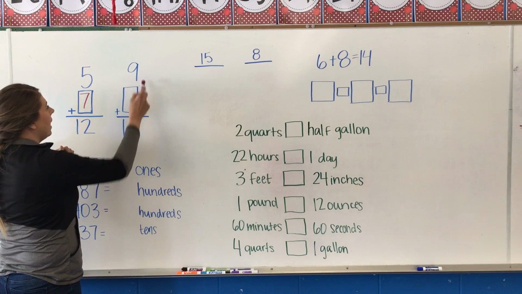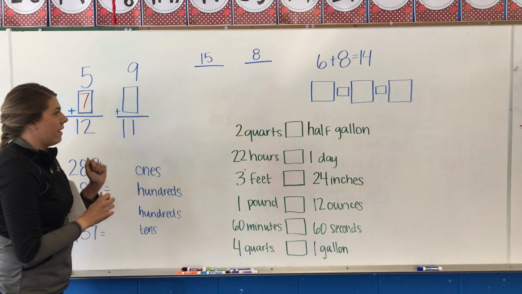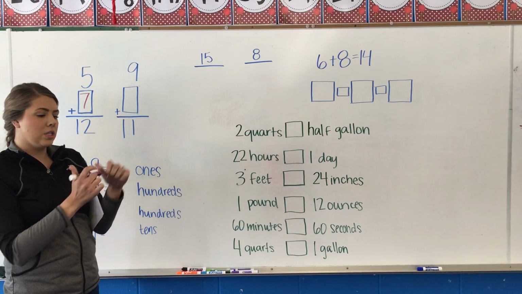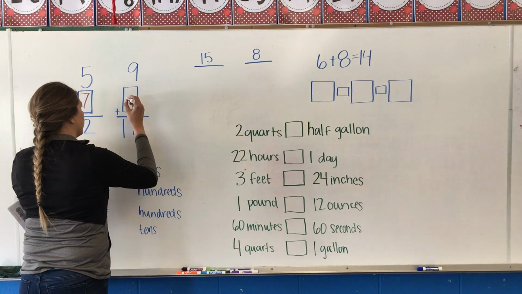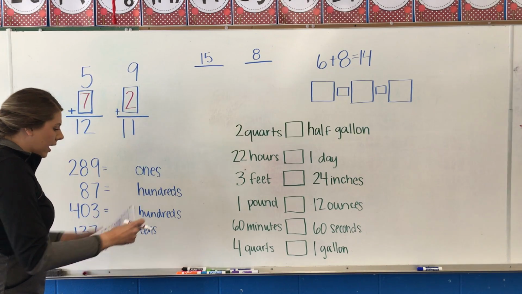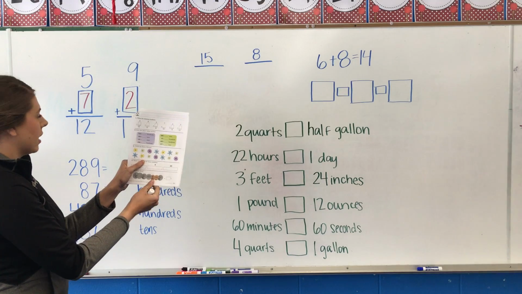And let's try this one. 9 plus what equals 11? So 9, we have 10 and 11, so it's 2. So we know 9 plus 2 equals 11. And then there are 4 more for you to do here.